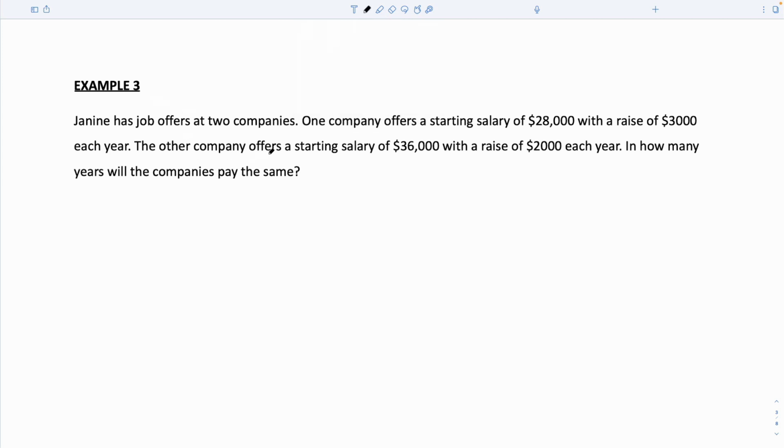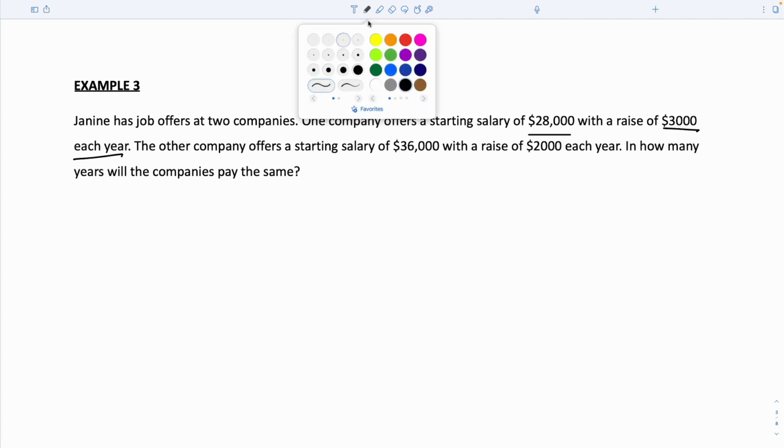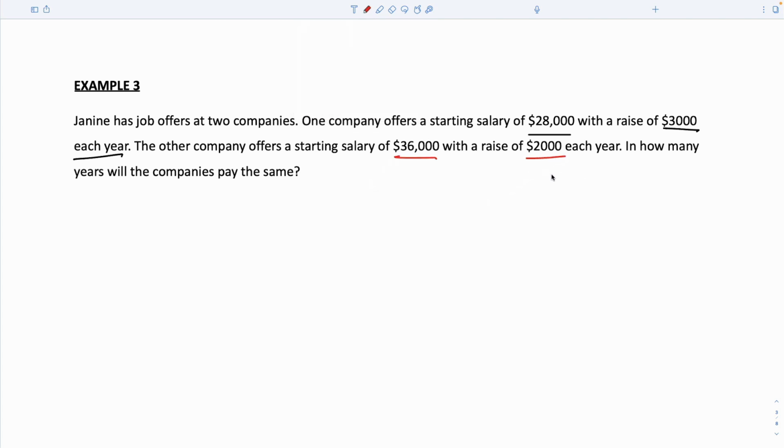Example 3, Janine has job offers at 2 companies. One company offers a starting salary of $28,000 with a raise of $3,000 each year. Underline $28,000. There's your starting point. A raise of $3,000 each year. Underline $3,000. That's another key part. You can also circle the numbers if that works better for you. The other company offers a starting salary of $36,000 with a raise of $2,000 each year. $36,000, underline or circle, $2,000 each year.